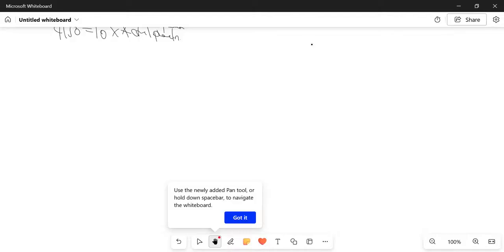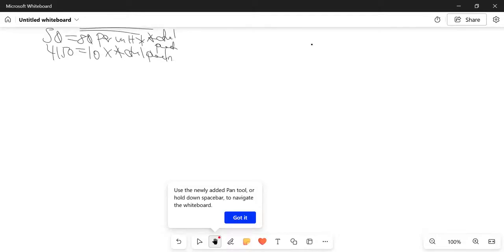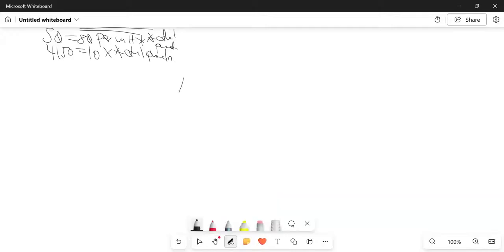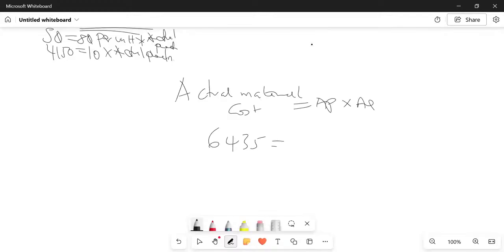Don't read the question forever. Because, ladies and gentlemen, I know one thing. I know that actual material cost equals AP times AQ. The actual material cost is 64.35.